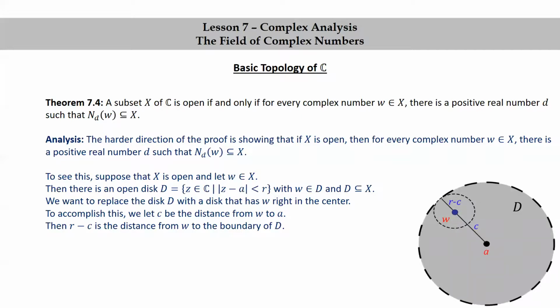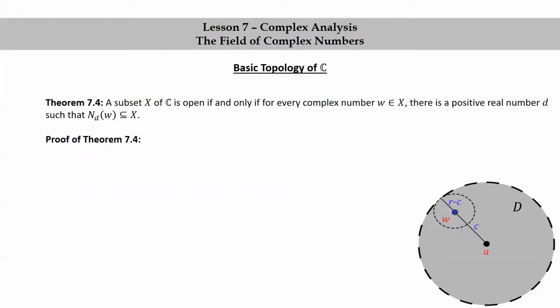Here's a picture illustrating this situation. The original disk D has A at the center. W is somewhere in that disk, and we're letting C be the distance from W to A, and then you could see that R minus C is the distance from W to the boundary of that disk D. We will show that the disk with center W and radius R minus C is a subset of D. Okay, we're ready to write out the proof of the theorem now.